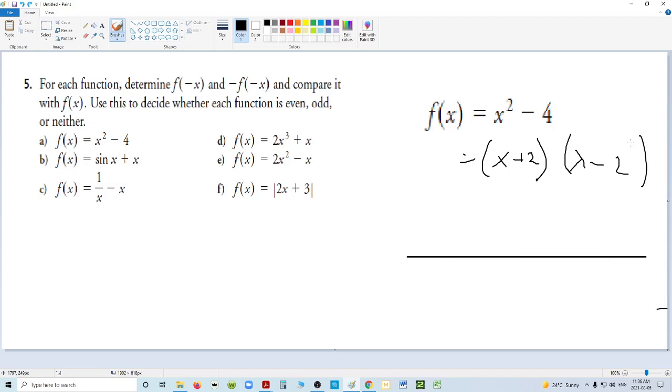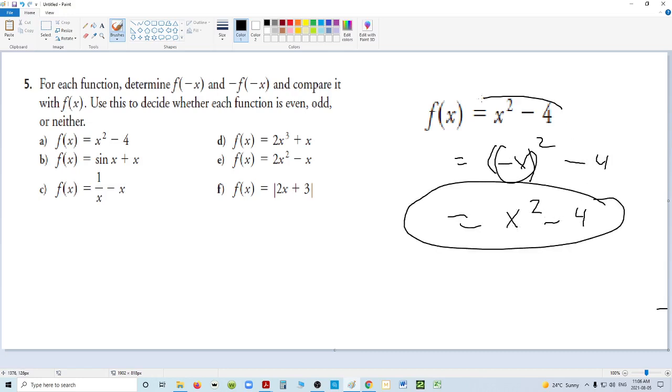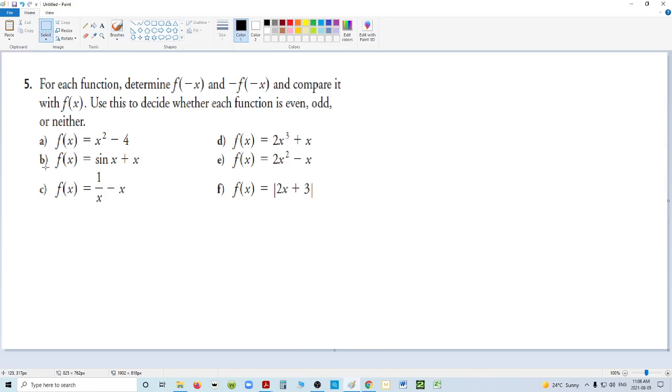But to prove it, I'm going to replace this x in the middle here with minus x. So we're going to rewrite the entire equation, except in brackets, I'm going to put minus x squared minus 4. What's minus x squared? It's x squared minus 4. Is that the same equation as this? Yes, it is. Therefore, it's even. When I replaced x with minus x, I ended up with the same equation, which means it's even. Let's continue to test this theory.